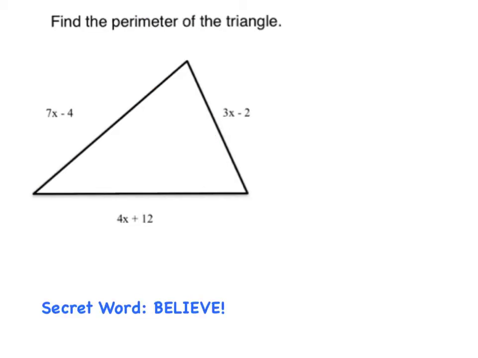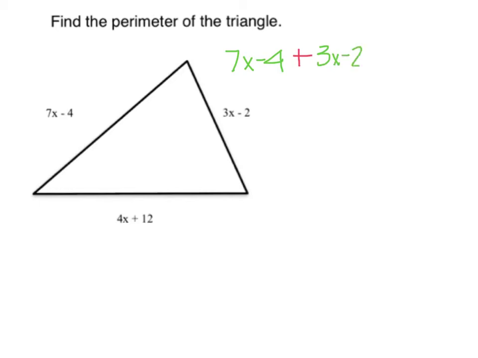Find the perimeter of the triangle. This is pretty straightforward. How do you find the perimeter of a triangle? Hopefully you know that to find the perimeter of a triangle, you simply add up all the sides. There's no secret formula for it. So I'm just going to write 7x minus 4 plus 3x minus 2 plus 4x plus 12.